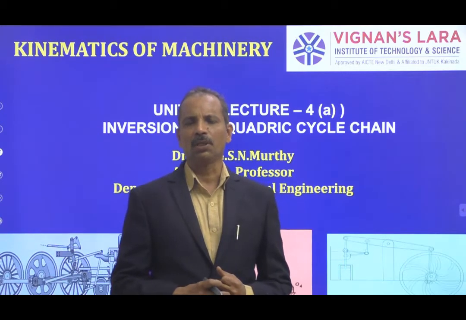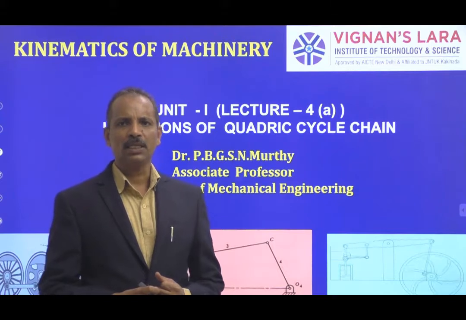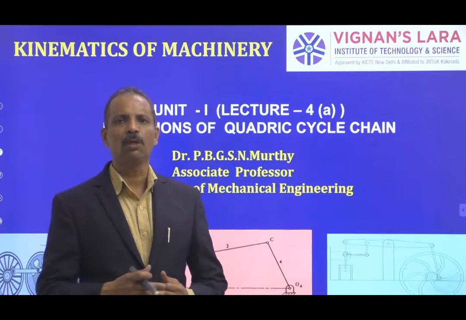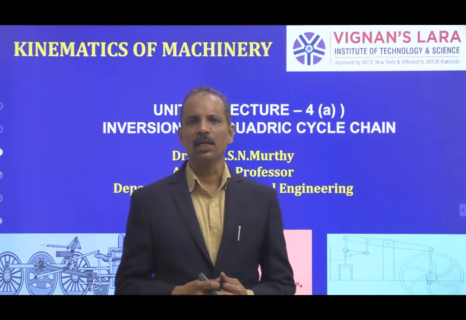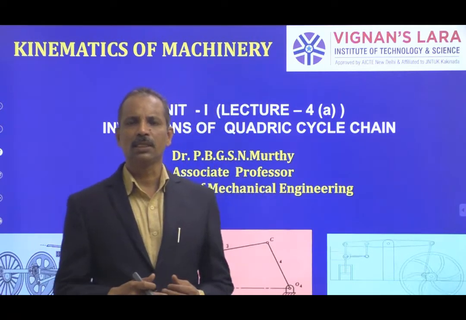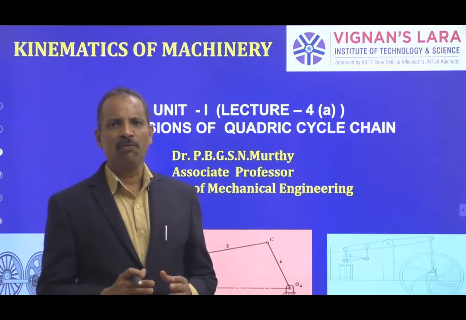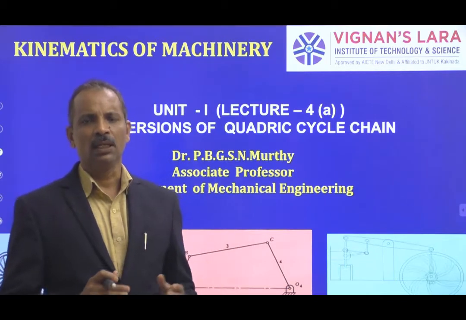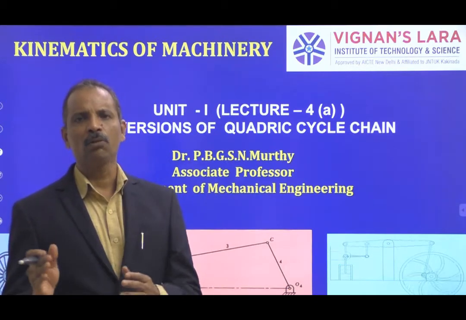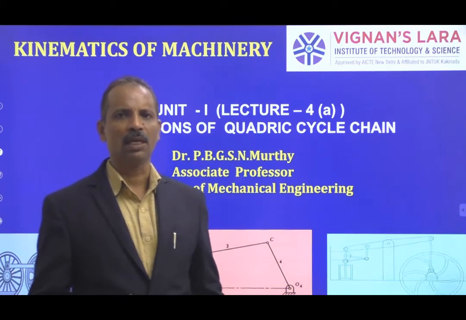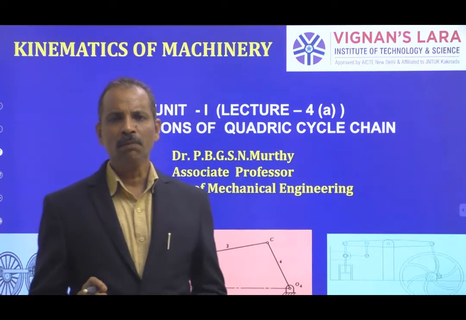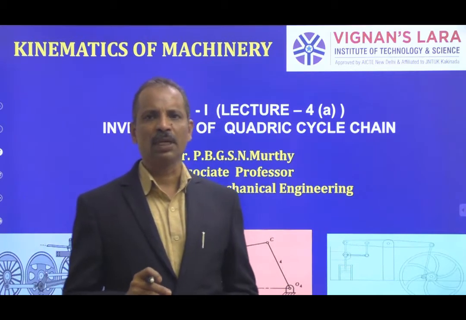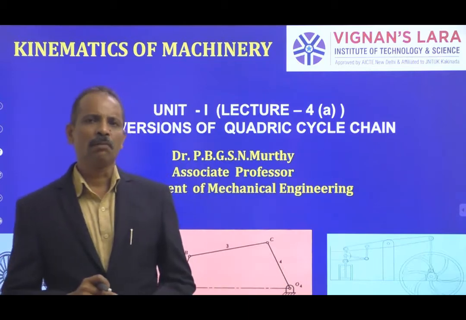There we discussed S plus L less than P plus Q, or S plus L equal to P plus Q, or S plus L greater than P plus Q. That is, if the sum of the lengths of the shortest and largest links is less than the remaining two lengths, we call it a Grashoff's mechanism, the first category, Grashoff's first type mechanism.